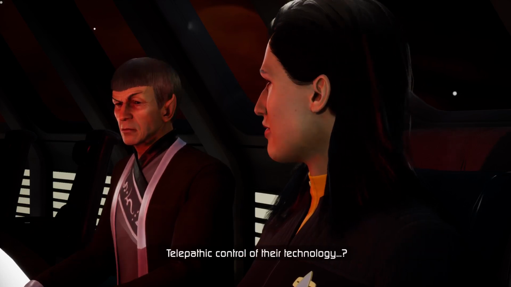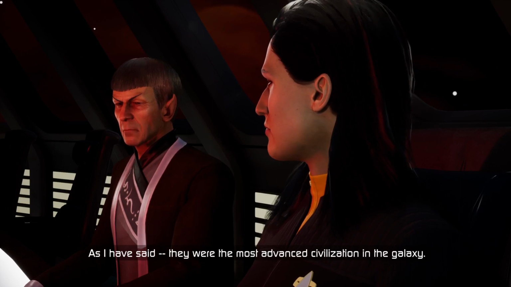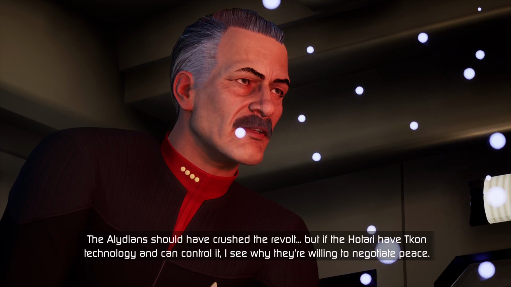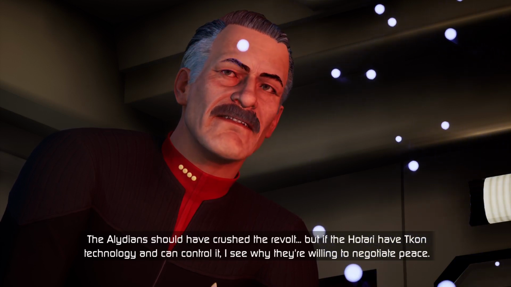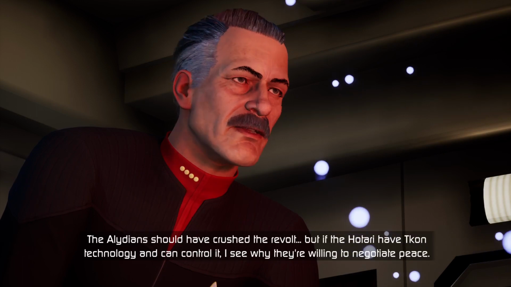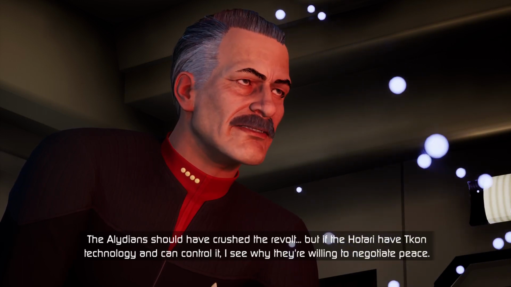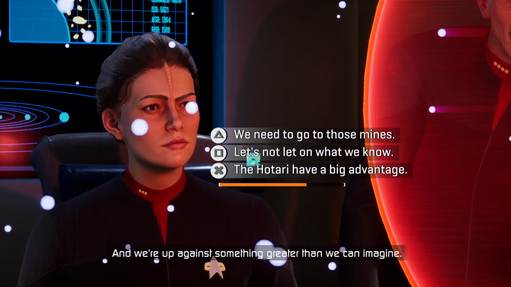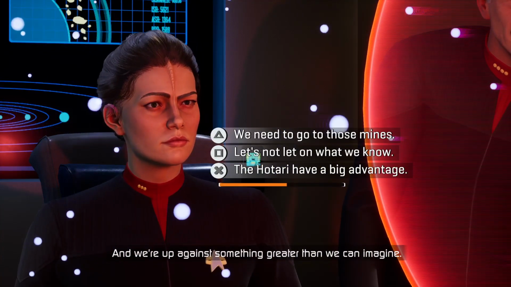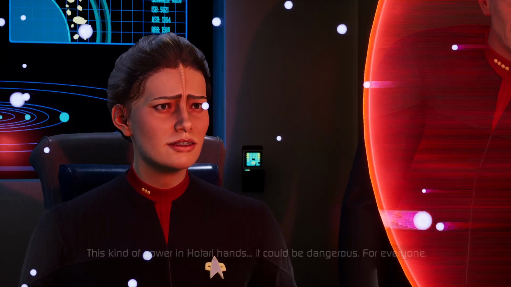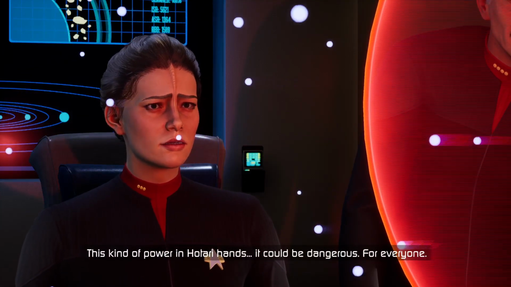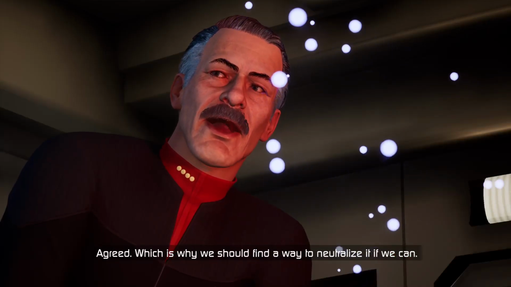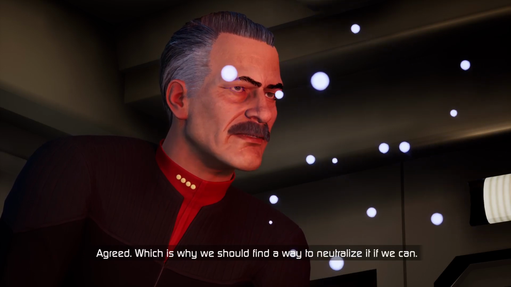Telepathic control of their technology. As I have said, they were the most advanced civilization in the galaxy. The Elydians should have crushed the revolt. But if the Hotari have Tikan technology and can control it, I see why they're willing to negotiate peace. For all we know, it's just the beginning. We're up against something greater than we can imagine. This kind of power in Hotari hands, it could be dangerous for everyone. Agreed. Which is why we should find a way to neutralize it.